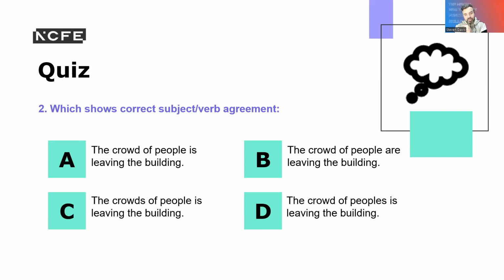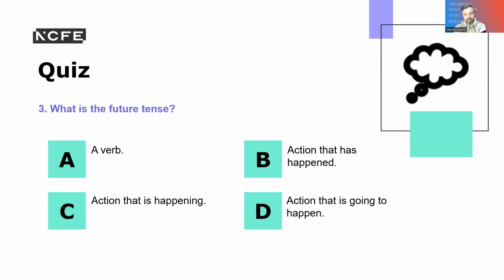So the crowd of people is leaving the building. The crowd of people are leaving the building. The crowds of people is leaving the building, and the crowd of peoples is leaving the building. So again, A. What is a future tense here? A verb, an action that is happening, an action that has happened, an action that is going to happen. So a future tense, past, present, future, got to be D, right?